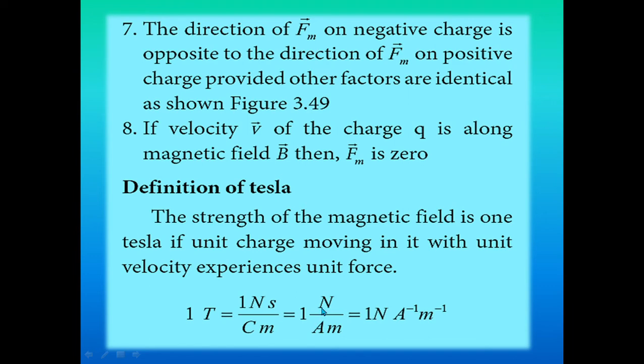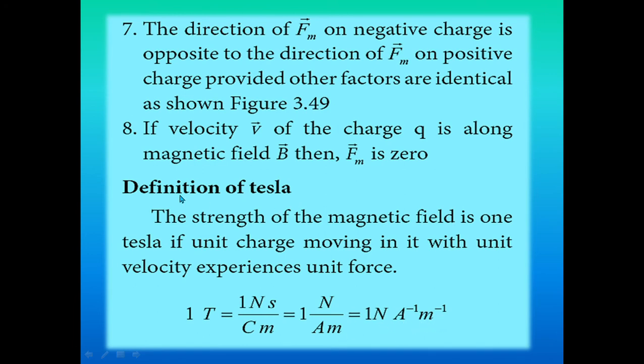1 Newton second per coulomb meter is otherwise written as 1 Newton divided by ampere meter. What is the unit of 1 Tesla? 1 Newton per ampere per meter. So 1 Tesla is also written as 1 Newton per ampere per meter.